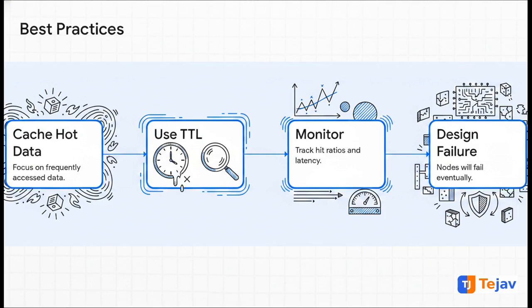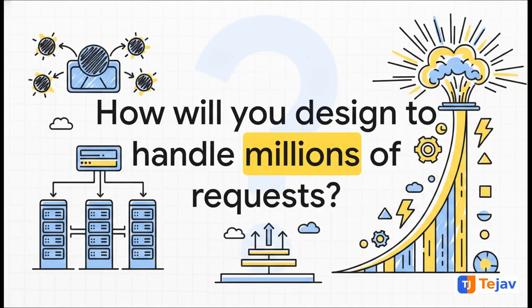In a distributed system, nodes are inevitably going to fail. It's just a fact. Understanding the deep mechanics of distributed caching is what makes you a highly effective backend engineer. Literally, it is the difference between a system that crumbles under pressure and one that scales beautifully.